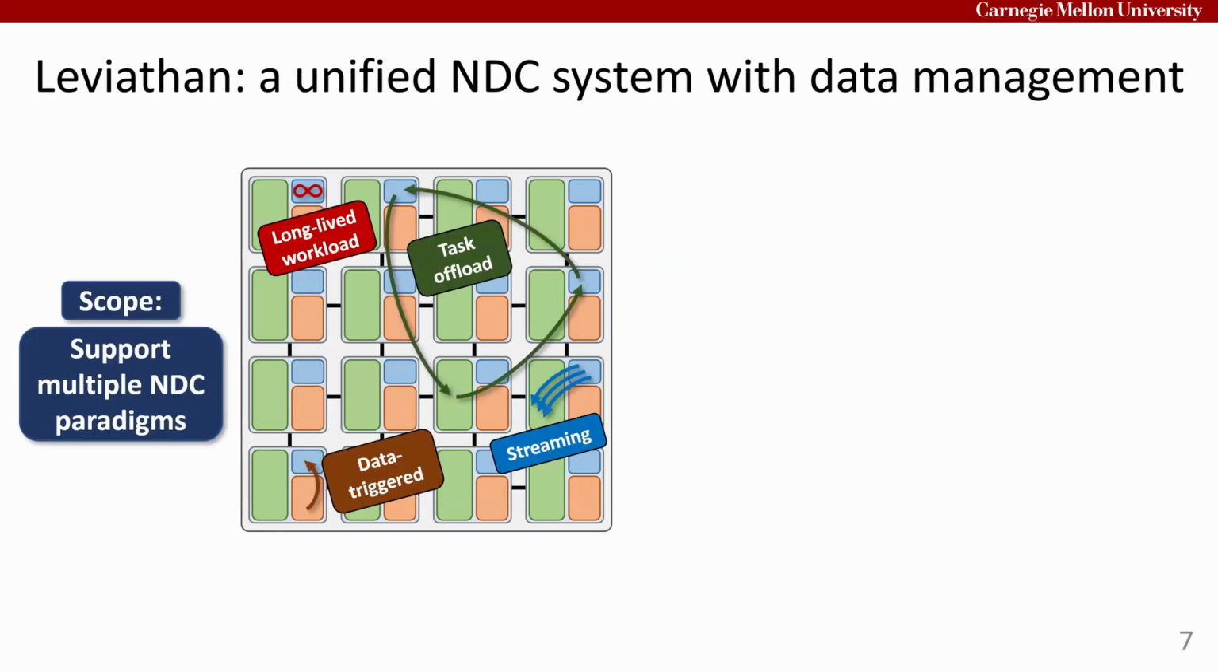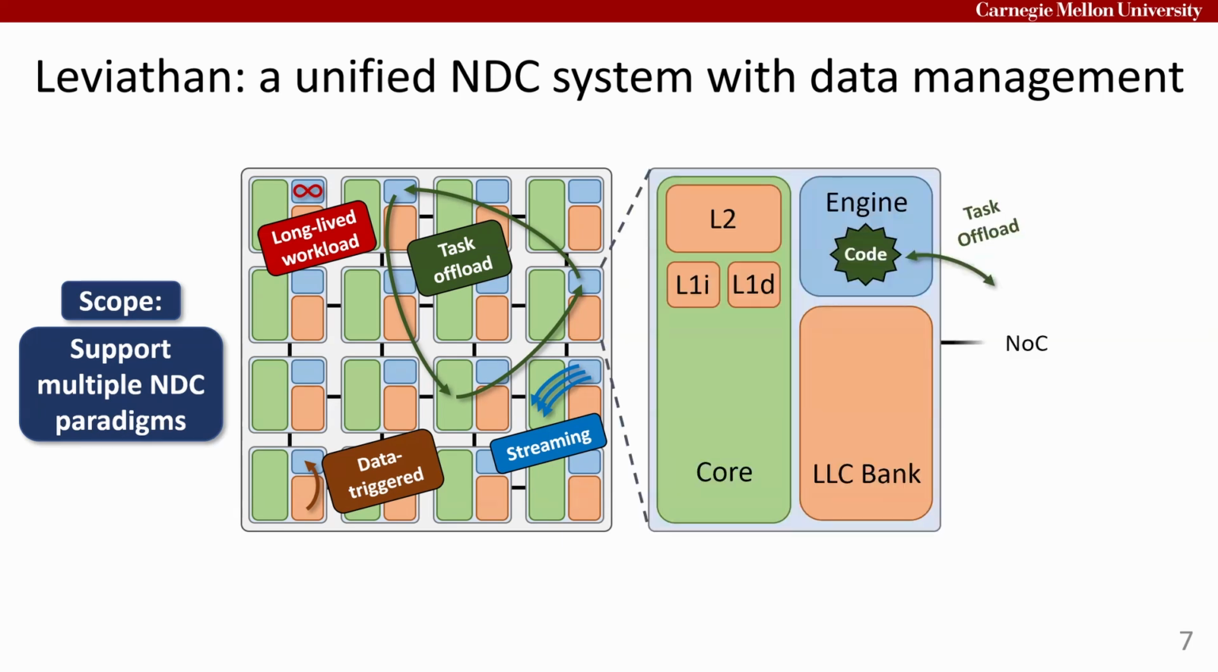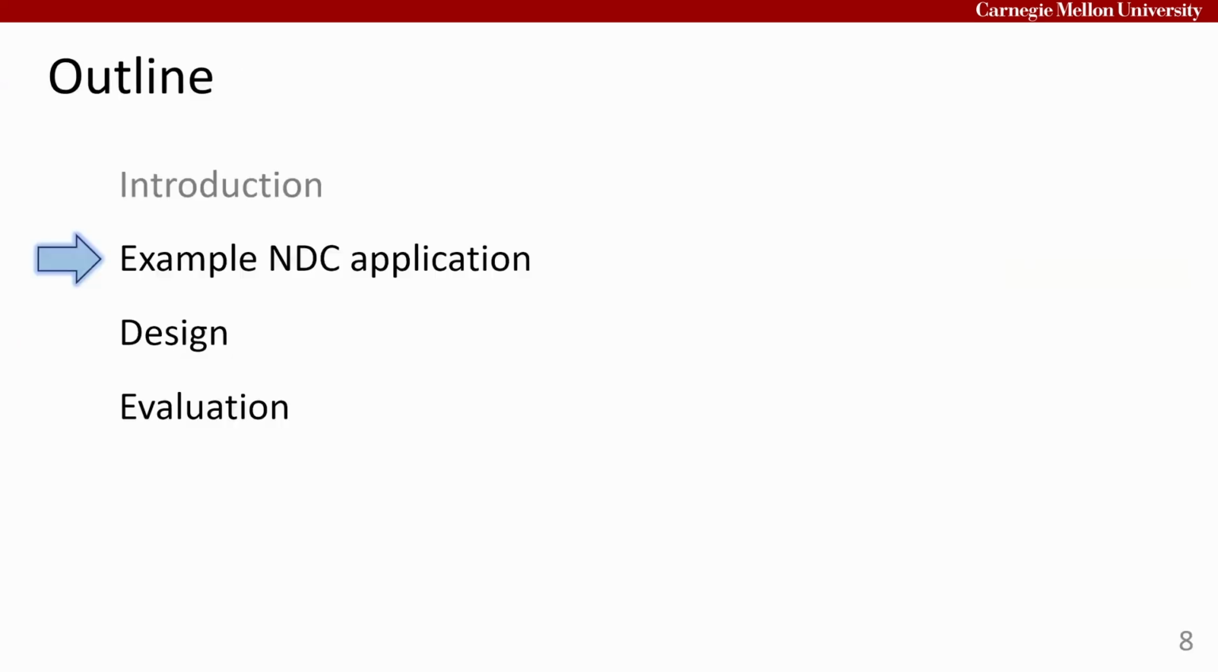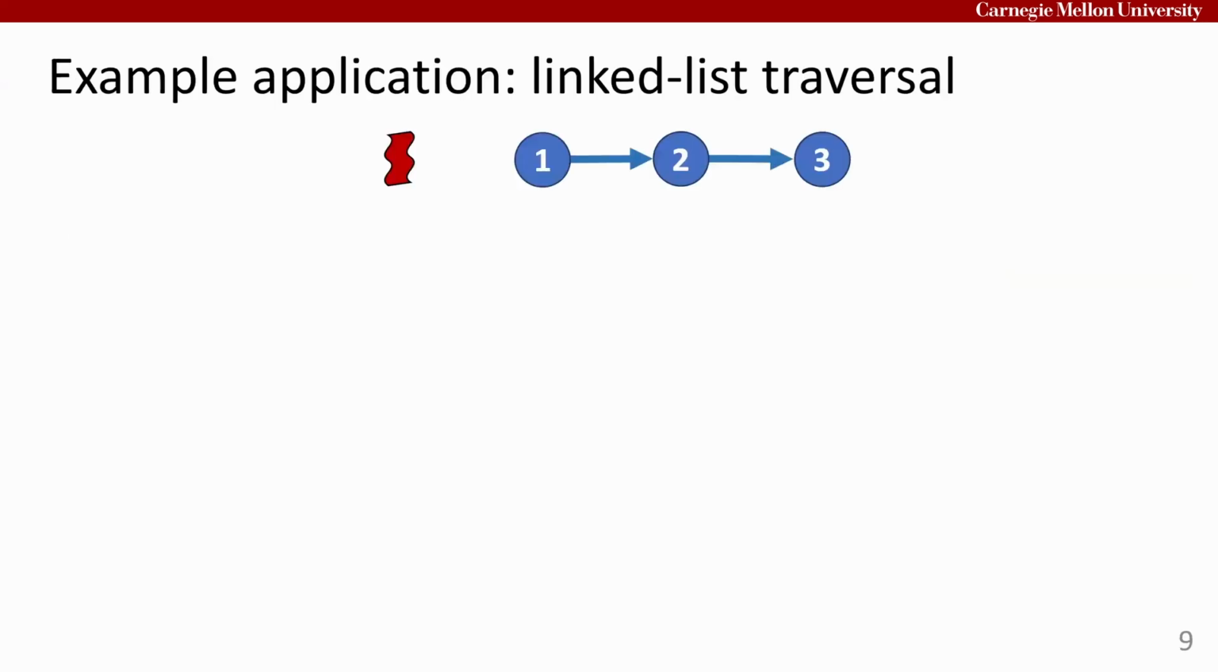Leviathan supports all 4 NDC paradigms discussed earlier on the same system. It does so by incorporating a near-data engine on each tile of a multicore processor, which has microarchitectural support for multiple paradigms. And to alleviate the issue of hardware abstraction, Leviathan provides an object-oriented programming interface and then performs all data management invisibly to the programmer, ensuring that near-data actions always have their data locally. To help describe Leviathan's design, I'm first going to show an example application that benefits from near-data computing.